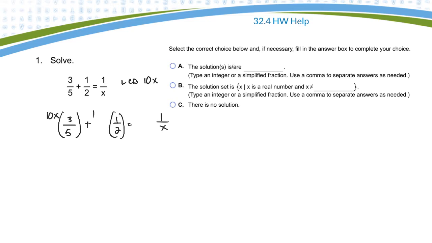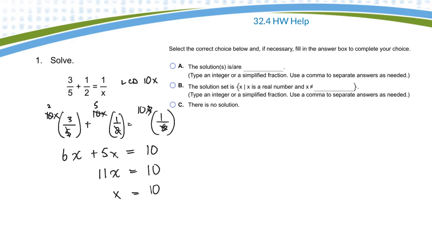10x, 10x, 10x. In the first one, 5 goes into 10 twice, so I've got 2 times 3, and there's an x, so it'd be 6x. 2 goes into 10 5 times x, this would be 5x. Is equal to, the x's will cancel, 10 times 1 is 10. Collecting like terms on the left side gives me 11x. Divide both sides by 11. I get 10 11ths. So that's the first one.